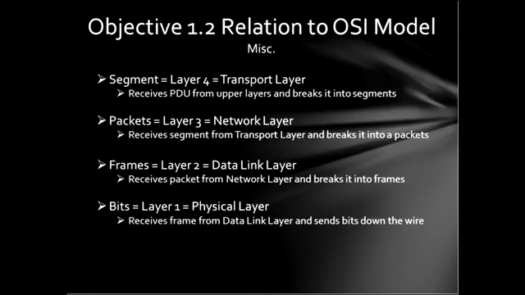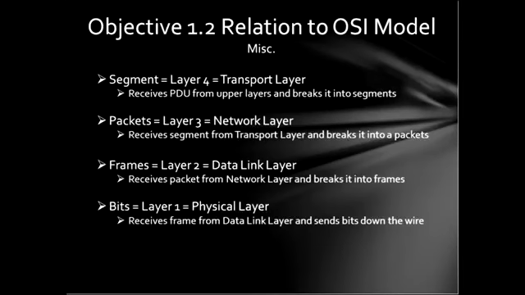Layer 2 receives the packet, breaks it into a frame, adds the MAC address of the source, and sends it on its way. It also adds a header and a trailer. And it hands it down to layer 1. Layer 1 breaks that frame into bits, zeros and ones, and sends it over the wire.